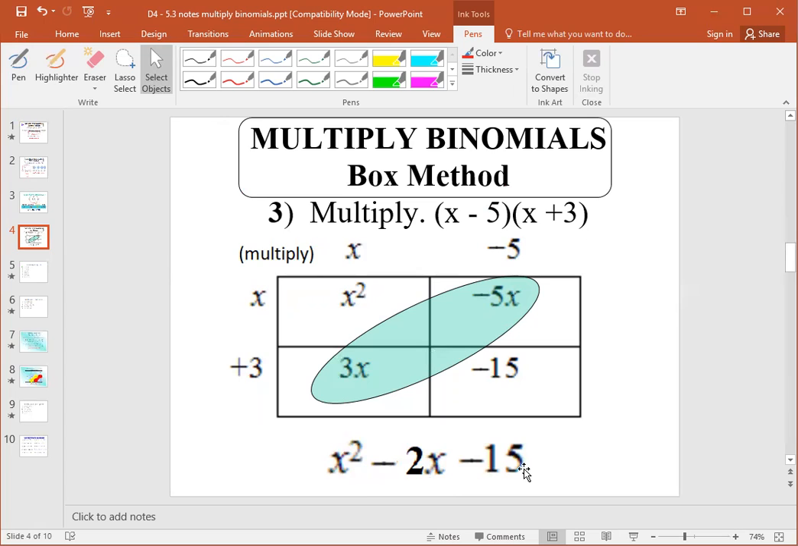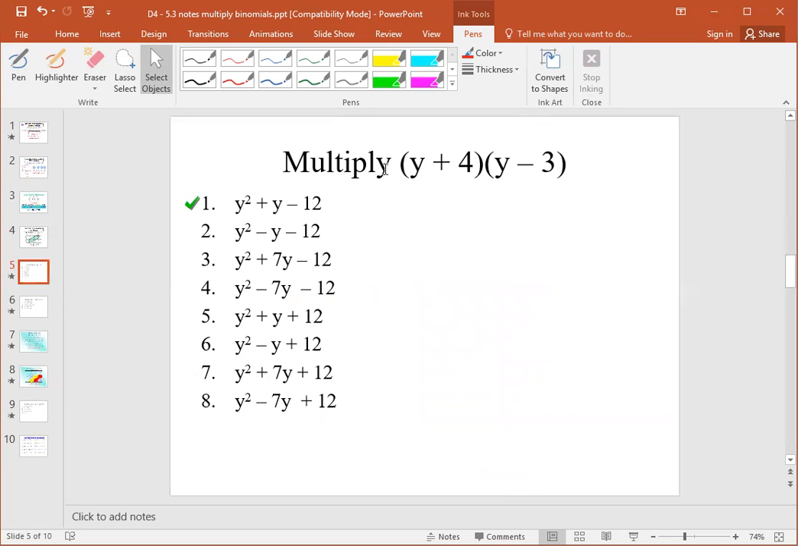There are 3 different ways for you to multiply binomials, and you can choose which one you like. They all come out with the same answer. Here we're multiplying y plus 4 times y minus 3, and here are all the different equations that we could come out with. It's identified for us that the first one should be the one that we get. So let's try this out and make sure.